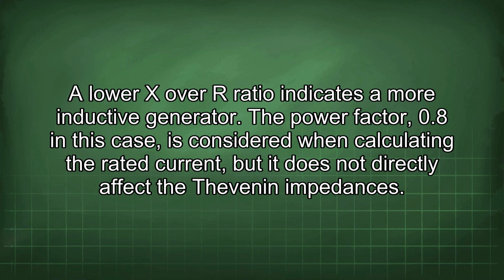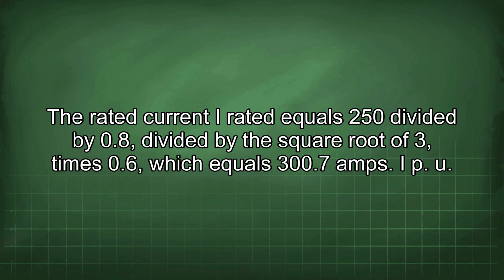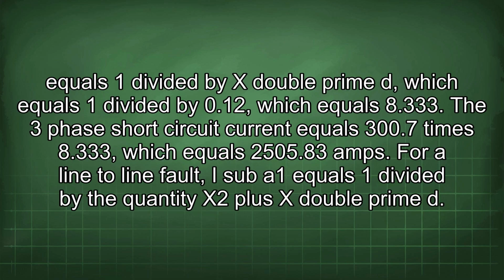the Thevenin impedances. The rated current I rated equals 250 divided by 0.8 divided by the square root of 3 times 0.6, which equals 300.7 amps. IP equals 1 divided by X''D, which equals 1 divided by 0.12, which equals 8.333. The three-phase short circuit current equals 300.7 times 8.333, which equals 2505.83 amps.